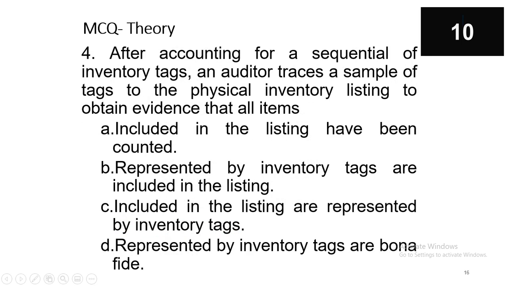Now for number 4, after accounting for the sequence of inventory tags, an auditor traces a sample of tags to the physical inventory listing to obtain evidence that A, all items included in the listing have been counted; B, all items represented by inventory tags are included in the listing; C, all items included in the listing are represented by inventory tags; or D, all items represented by inventory tags are bona fide.